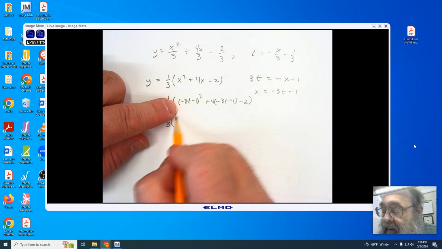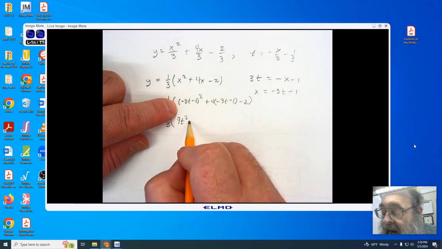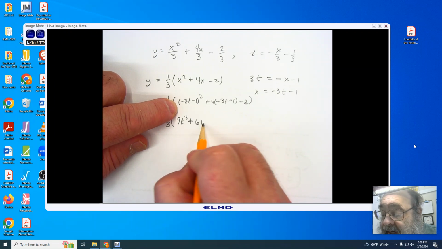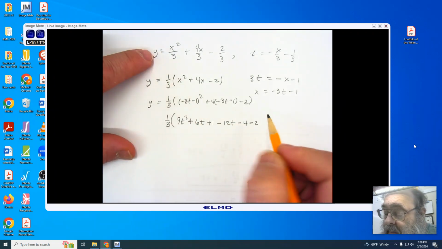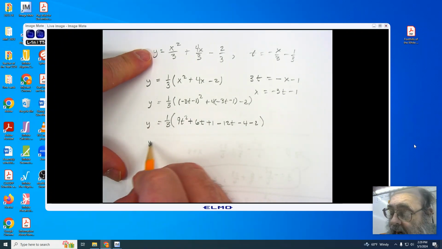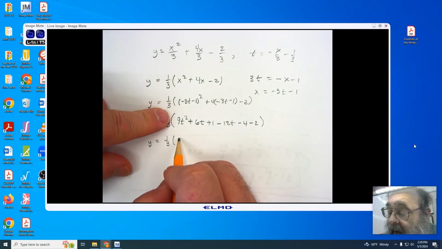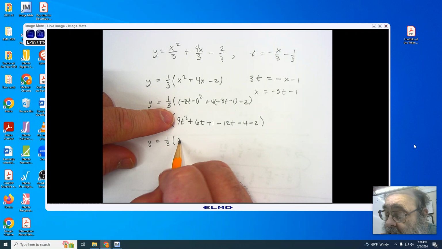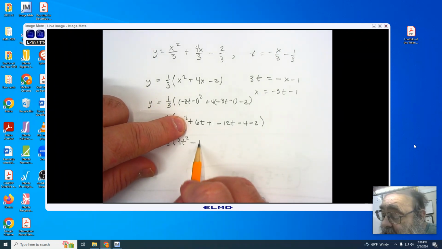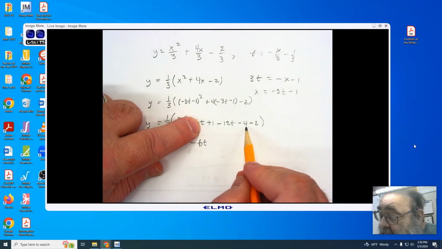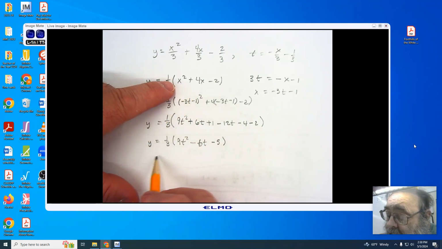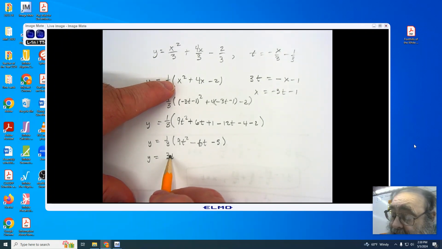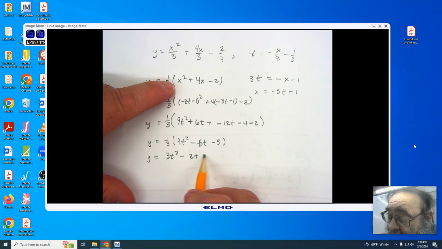1/3. We're now foiling. This is giving me 9t squared, plus 6t plus 1, minus 12t minus 4 minus 2. y is then equal to 1/3, and I'm looking at 9t squared minus 6t, and we're looking at minus 6 plus 1, which is minus 5, for y equaling 3t squared minus 2t minus 5/3.